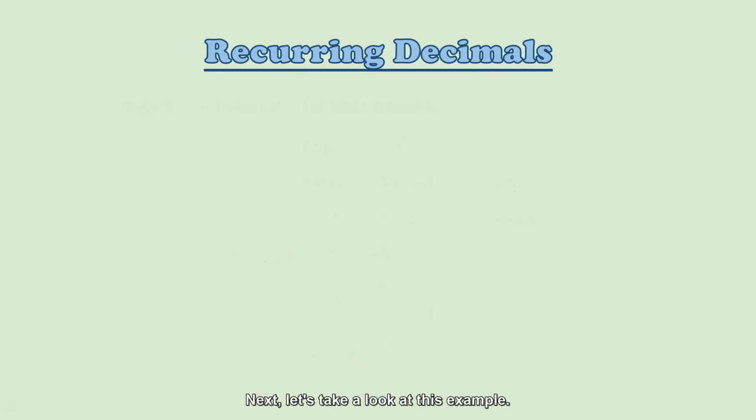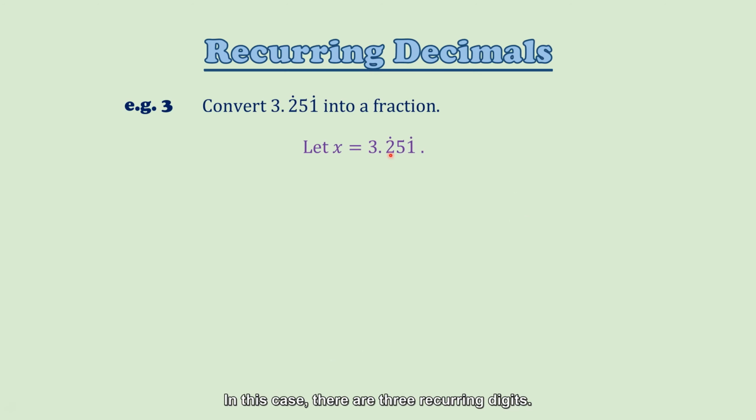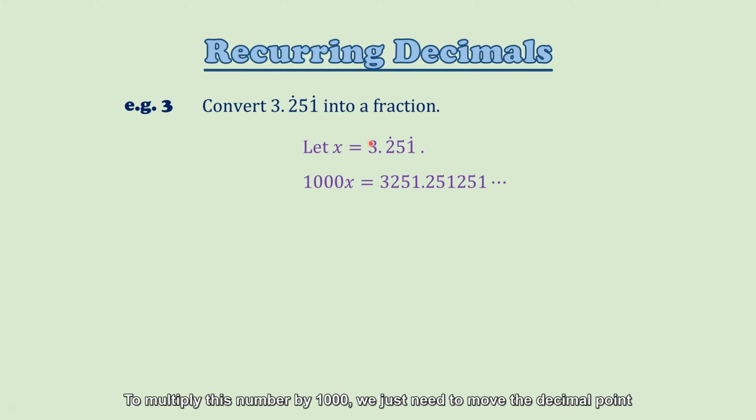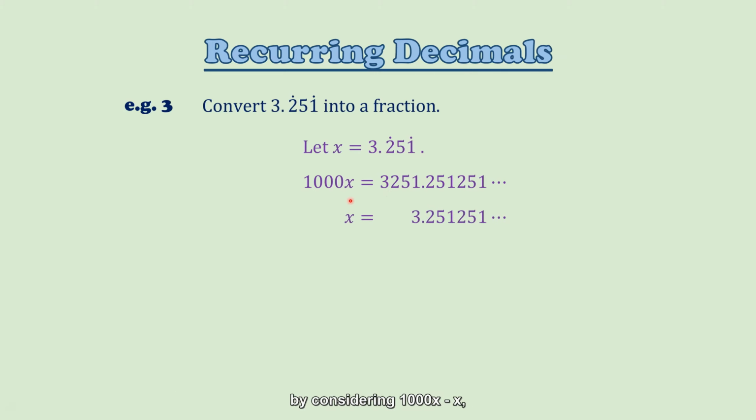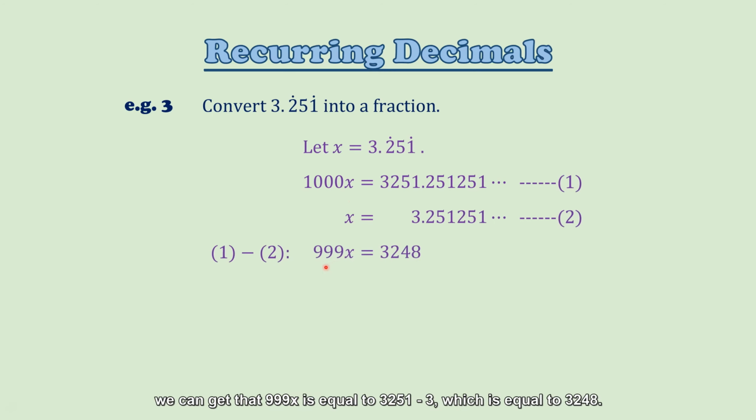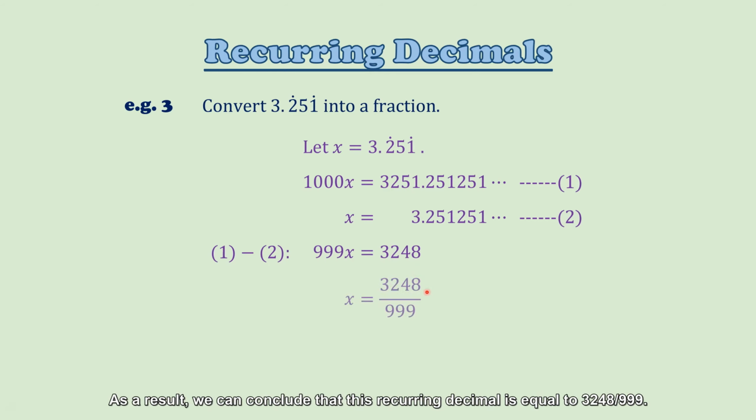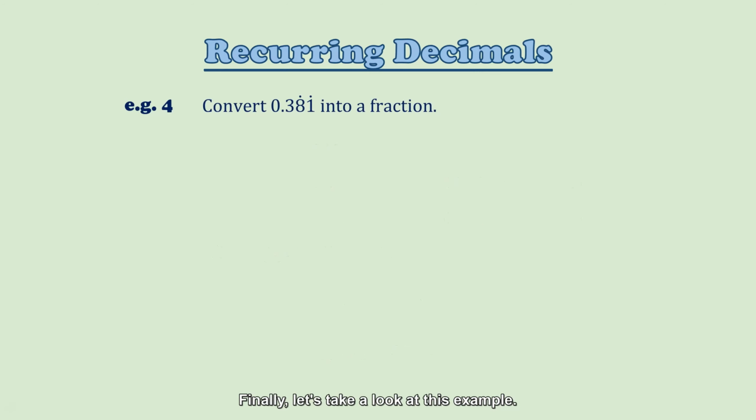Next, let's take a look at this example. In this case, there are three recurring digits, therefore we should consider 1000x. To multiply this number by 1000, we just need to move the decimal point to the right by 3 digits like this, 1, 2, 3, so we can get something like this. And then by considering 1000x minus x, we can get that 999x is equal to 3251 minus 3, which is equal to 3248. As a result, we can conclude that this recurring decimal is equal to 3248/999.